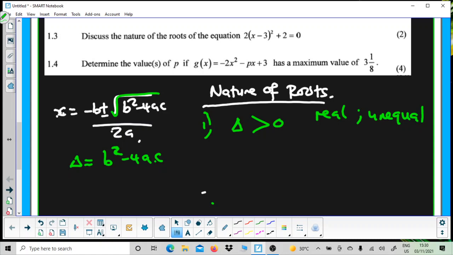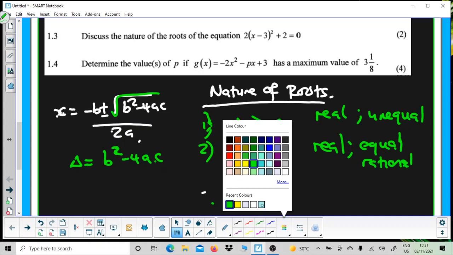And while we are still at it, why don't I just tell you this one, because it works together, because both of them are real. There is one thing in common here. If the discriminant is equal to 0, the roots are real, but for this one there will be equal roots. And let me just add this whole rational thing. You will understand as we go why I'm putting it there.